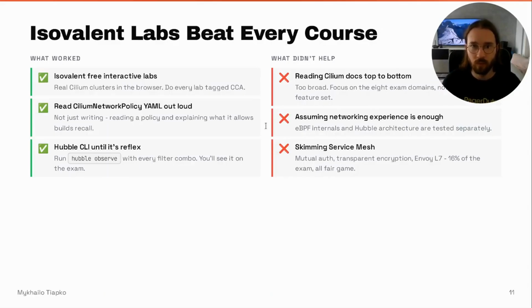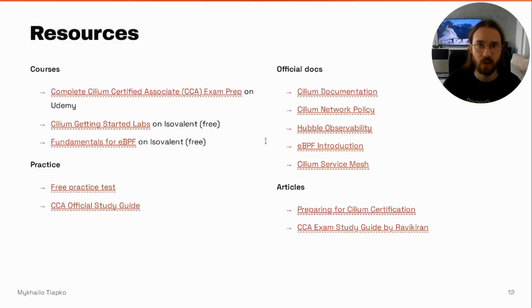What didn't work for me? Reading the Cilium docs top to bottom. The docs are good, but they cover the entire project and not the exam domains. I spent 2 hours in the BGP section before I realized it's a small part of the networking domain, not worth the depth early. Actually, all the study resources are aggregated in the GitHub repository at mikeavsam/kubastronaut, and links are below.